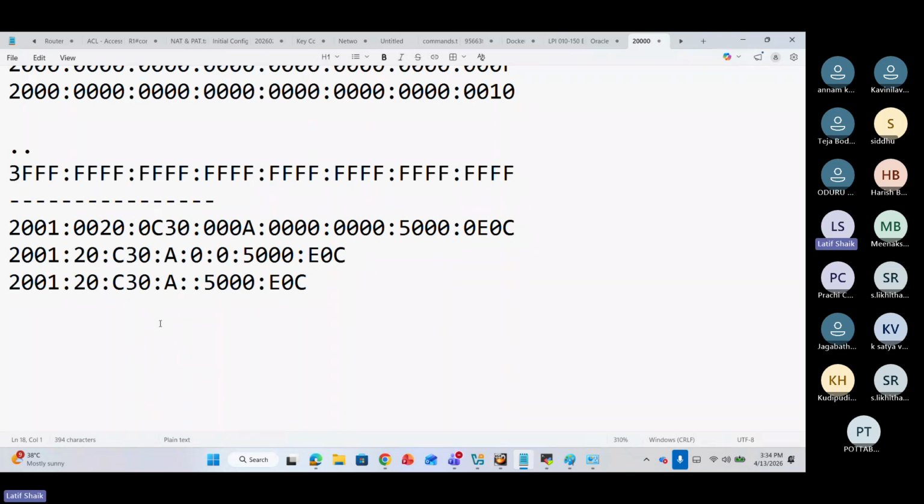So the system will understand 2001 colon 0 colon 0 colon 0 colon 0 colon A. You know what that means? You can write it like this, simple. Both are the same. So 2001, after that 0 0 0 0, and the last one is A. Between 2001 and A, only zeros are there, so I can make it single.